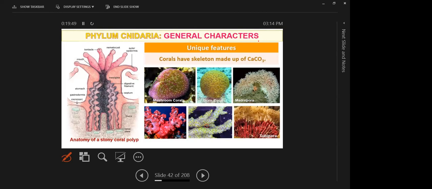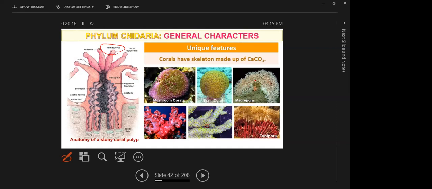Okay, so this is a coral polyp. How does the coral look? Spherical, long, elongate. Have you seen the elongated structures? Yes. So the coral polyp is shown here. You can see the nematocyst. What is a nematocyst? Poison stinging cells. So these are the tentacles, mouth, mesoglea here, digestive filament. So this is a polyp.